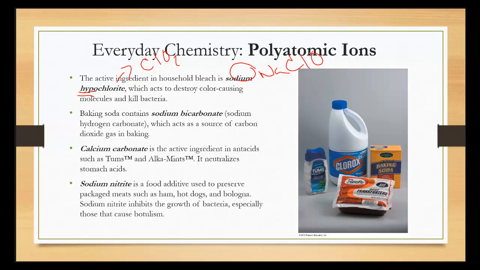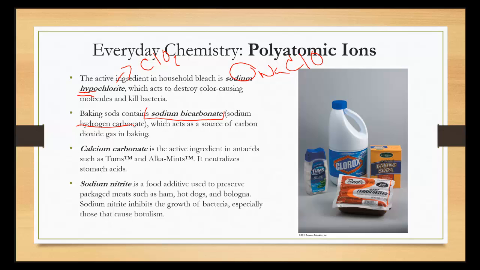Baking soda contains sodium bicarbonate, sodium hydrogen carbonate, which acts as a source of carbon dioxide gas in baking. Calcium carbonate is an active ingredient in antacids such as Tums and Alka-Seltzers. It neutralizes stomach acids. And finally, sodium nitrite is a food additive used to preserve packaged meats such as hams, hot dogs, and bologna. Sodium nitrite inhibits the growth of bacteria, especially those that cause botulism.